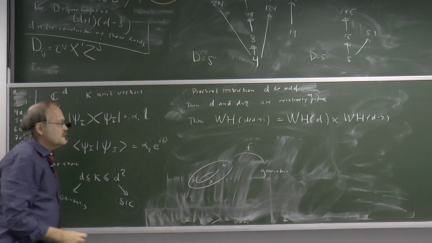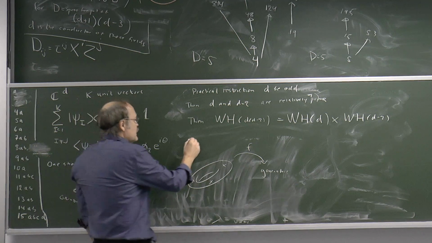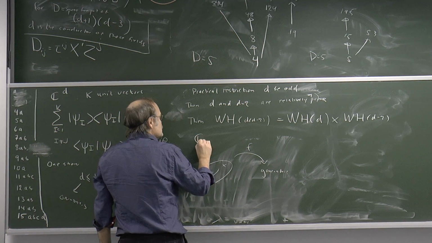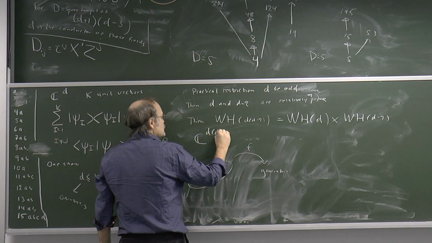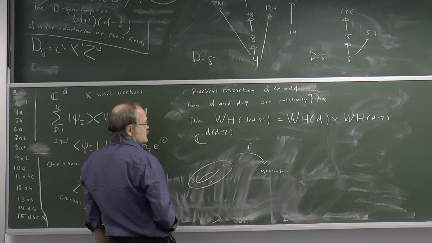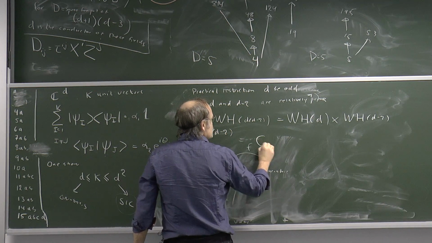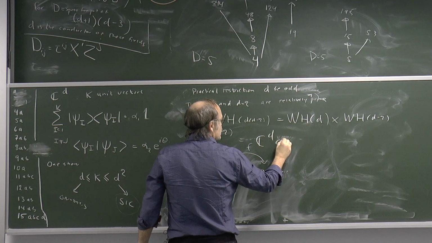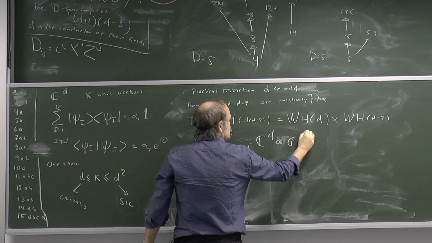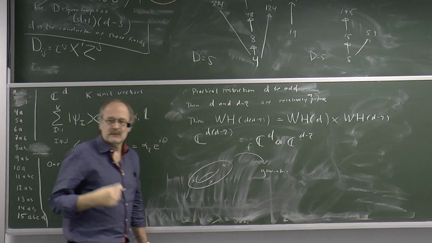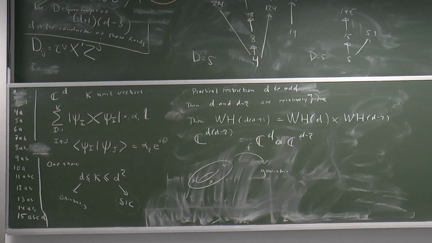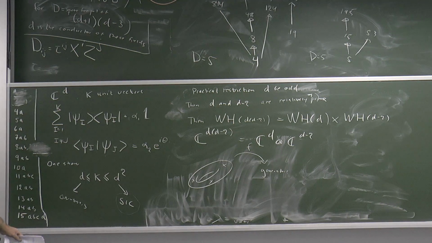And this means that we have a canonical way of writing the Hilbert space in which the dimension D times D minus 2 SIC sits as a tensor product of C^D tensor C^(D-2). This now becomes a canonical way of writing this tensor product. Good.